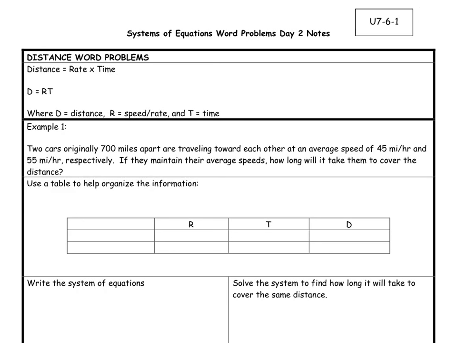As you know from last year, or the year before, 5th grade even, distance equals rate times time, where d is the distance, r is the speed or the rate, and t is the time. So in the first example, two cars are 700 miles apart. One car is traveling at an average speed of 45 miles per hour, and the other car is traveling at an average speed of 55 miles per hour, and they are traveling toward each other. If they maintain their average speeds, how long will it take them to cover the distance? And what we're looking for is how long will it take them to meet.